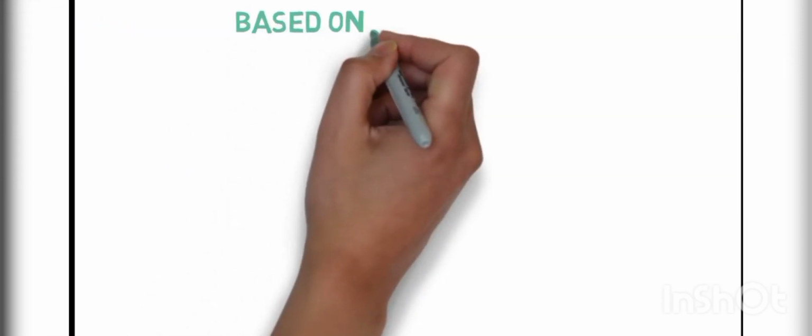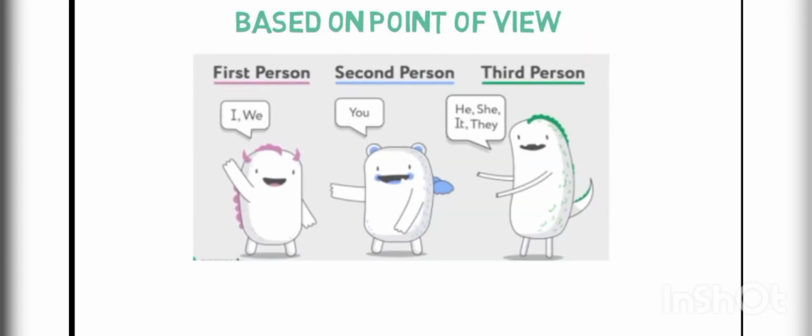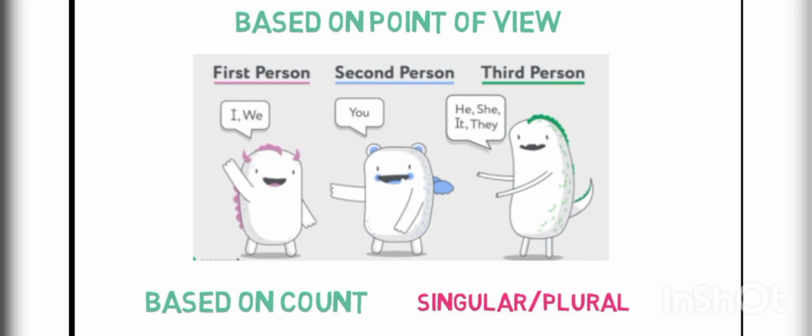Now, based on point of view, subject may be in first person, second person or third person. In first person, we have I and we. In second person, we have you. And in third person, we have he, she, it, they. And based on count, subject may be singular or plural. All these things we have discussed in detail in our parts of speech video series. I will provide you the link in the description in case you need it. Please go through those videos, you will get the revision.